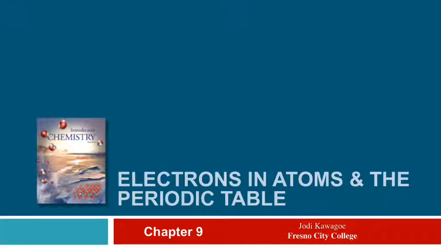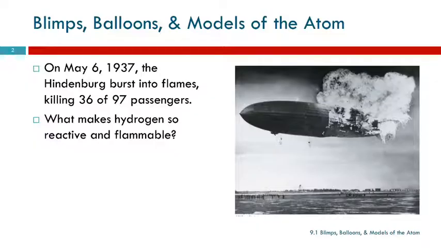Okay, chapter 9, electrons in atoms and the periodic table. Makes it sound like there's electrons in the periodic table, which there are, but that's not what the title is meaning.